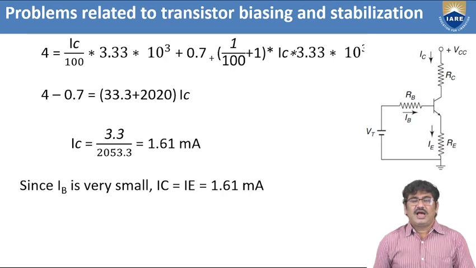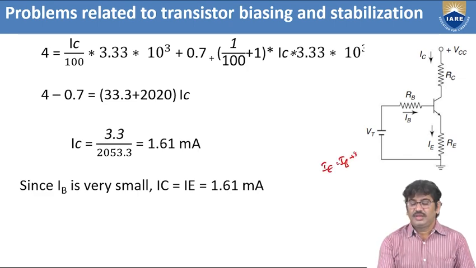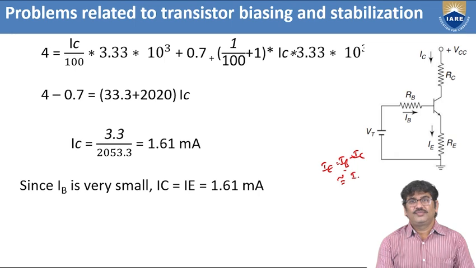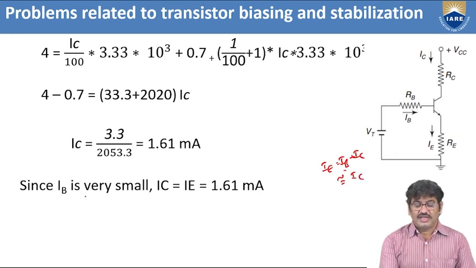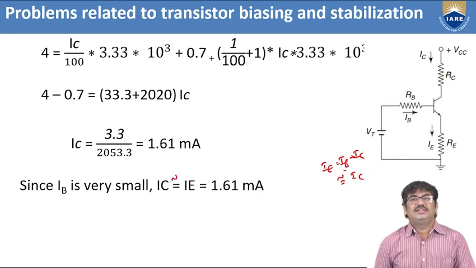Since IC, IB, IE we can relate as IE is equivalent to IB plus IC. The base current is usually very small compared to IC, so we can approximate IE is equivalent to IC. Since IB is very small, IC we can approximate as IE, which will give 1.61 milliamperes.